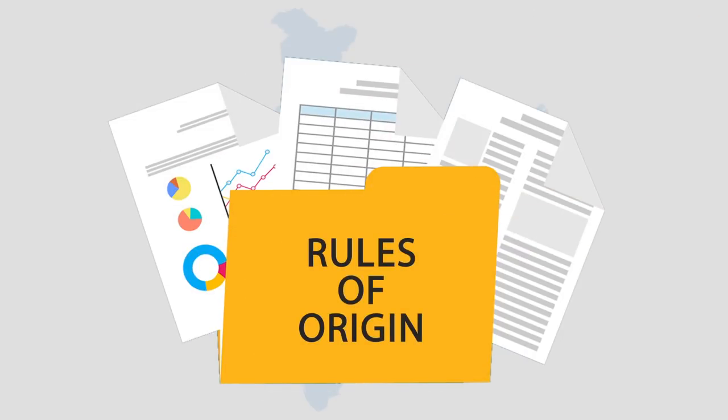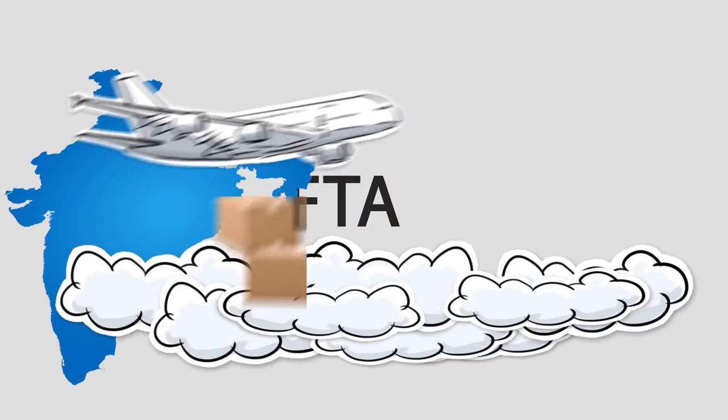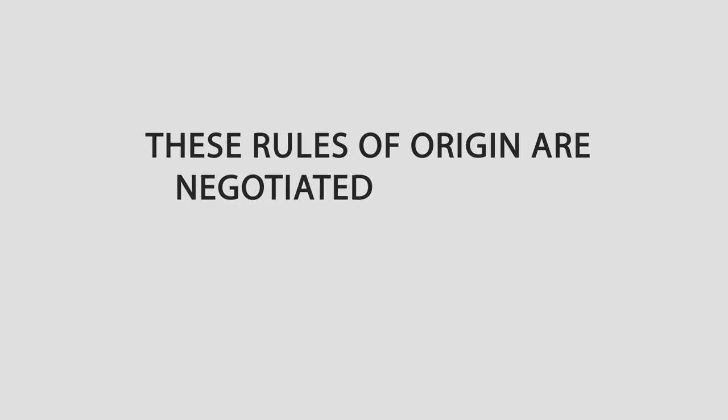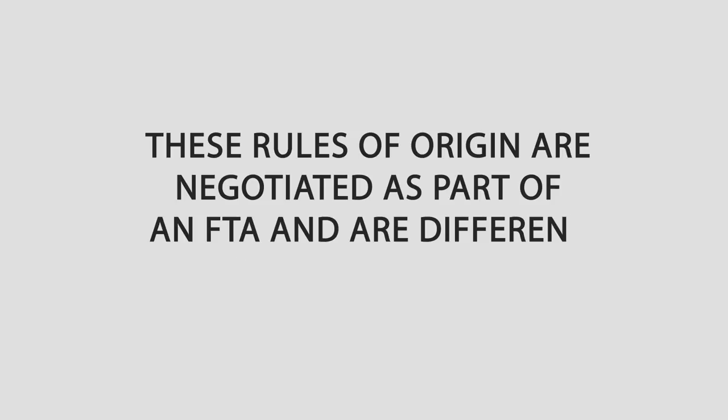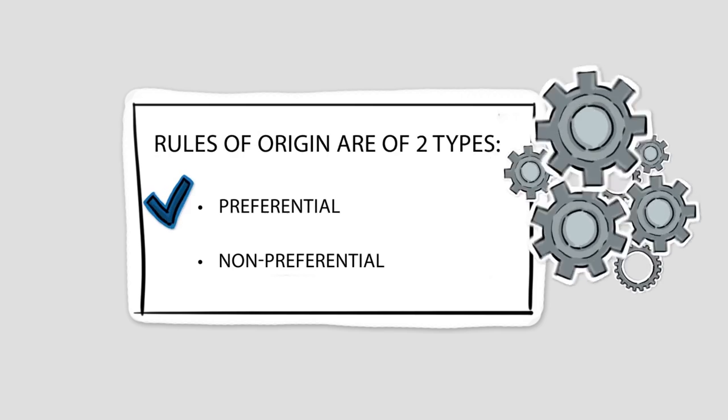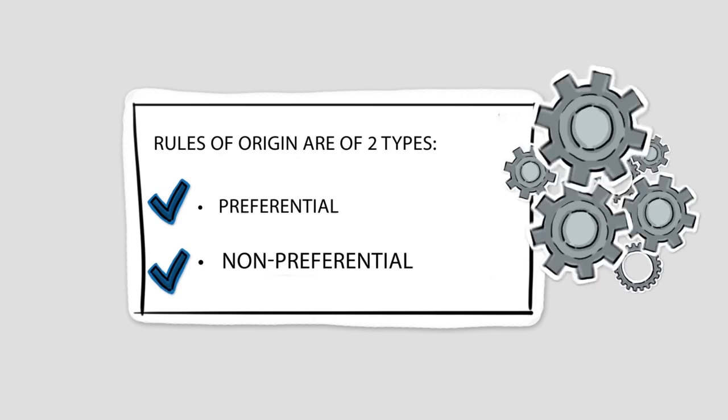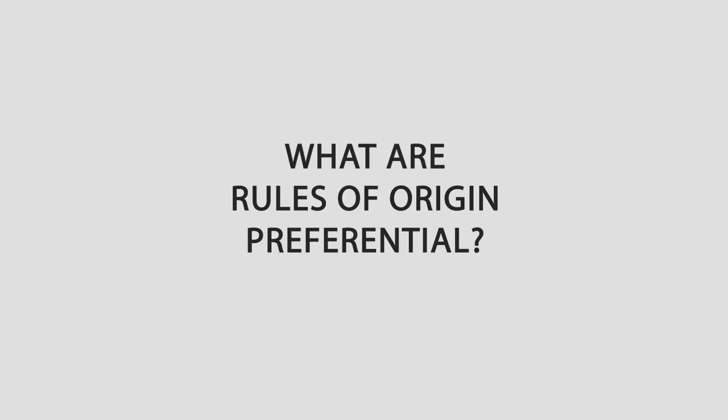These rules are used to determine the country of origin of a good for the purpose of exports to a trading partner. These rules of origin are negotiated as part of an FTA and are different under each FTA. Rules of origin are of two types, preferential and non-preferential. What are rules of origin preferential?